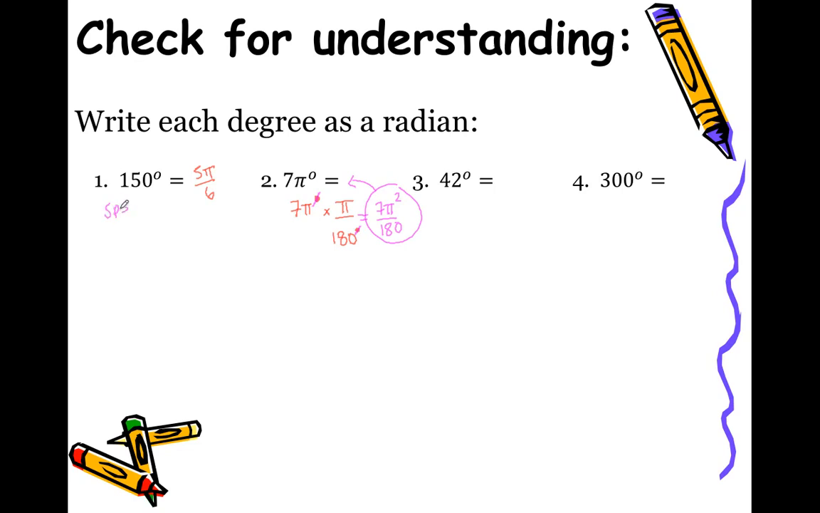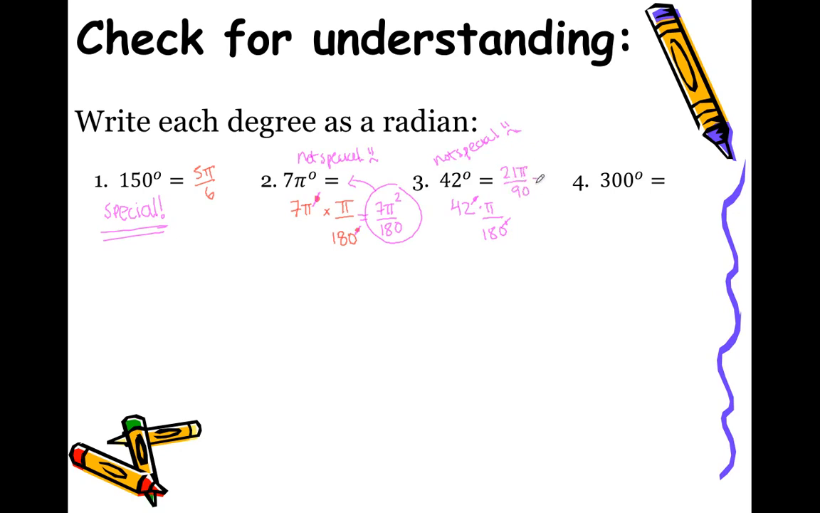Weird. 42, not special. This is special. Yay. Not special. Sad, not special. Sad face again. So 42 times pi over 180, right? Because it's the what fraction of the semicircle. Those units cancel. 42 over 180 is 21 over 90, right? So I get 21 pi over 90.